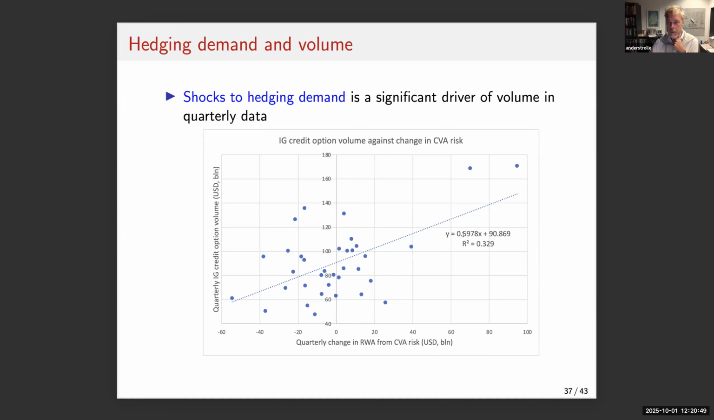And the coefficient is like 0.6. So it means that if risk-weighted assets increase by 1 billion, then trading volume increases by 0.6 billion.